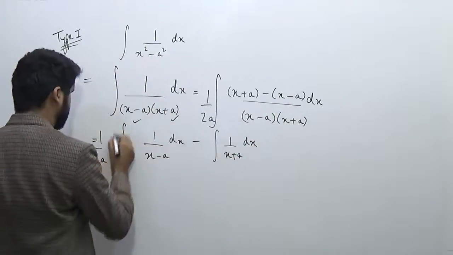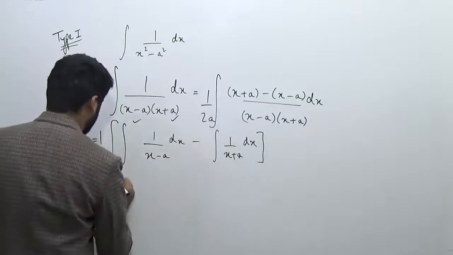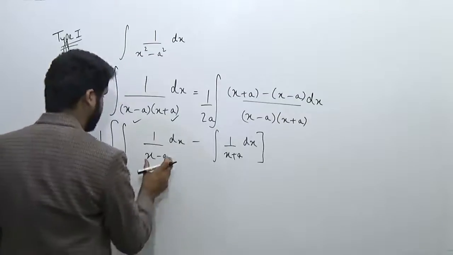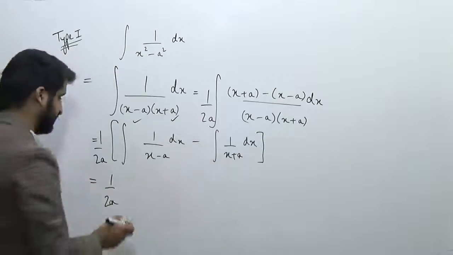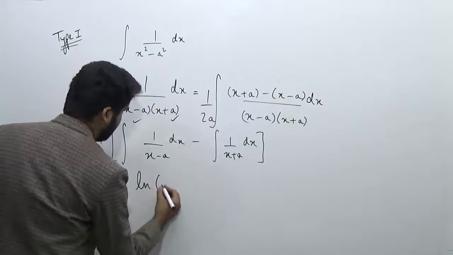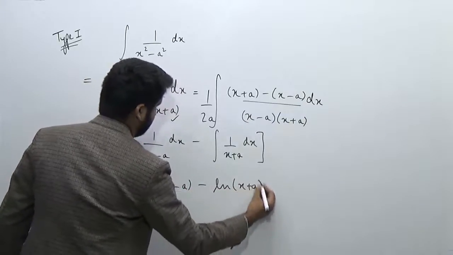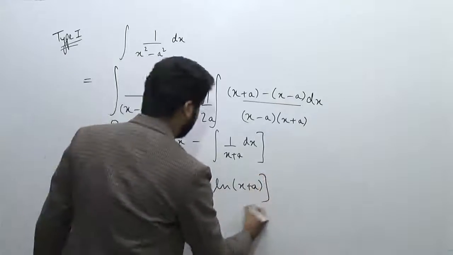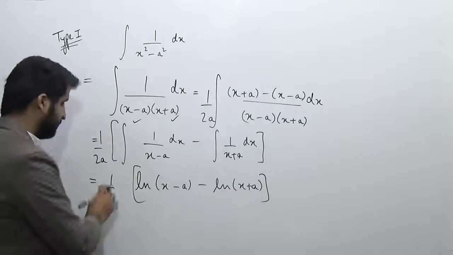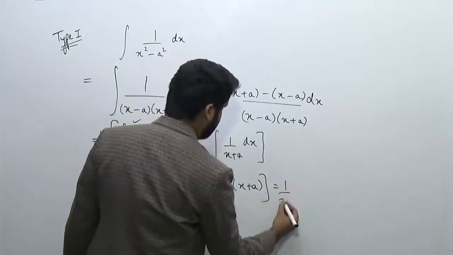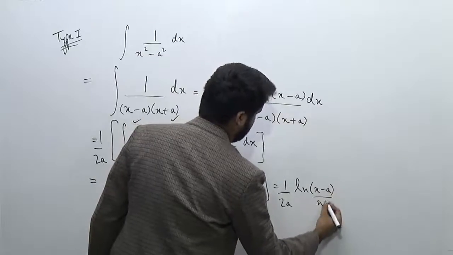This is 1 upon 2a, right? Now if we do the integration of this, I will get 1 upon 2a. Now the integration of 1 upon x minus a dx is equal to natural log of x minus a. So this is ln x minus a minus ln x plus a. And we know the properties of log. Log m minus log n is equal to log m by n. So this will become 1 upon 2a ln x minus a upon x plus a.